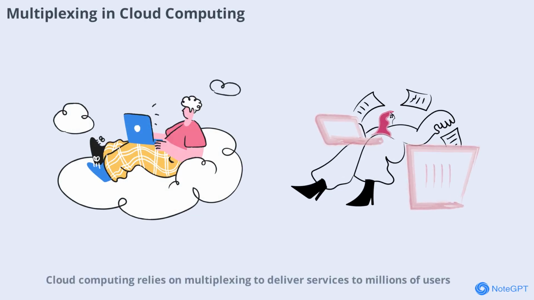Cloud computing relies on multiplexing to deliver services to millions of users. Data centers use advanced multiplexing techniques to manage network traffic, allocate resources, and ensure reliable service delivery. Multiplexing helps cloud providers maximize efficiency and meet the demands of modern applications, from streaming to big data analytics.